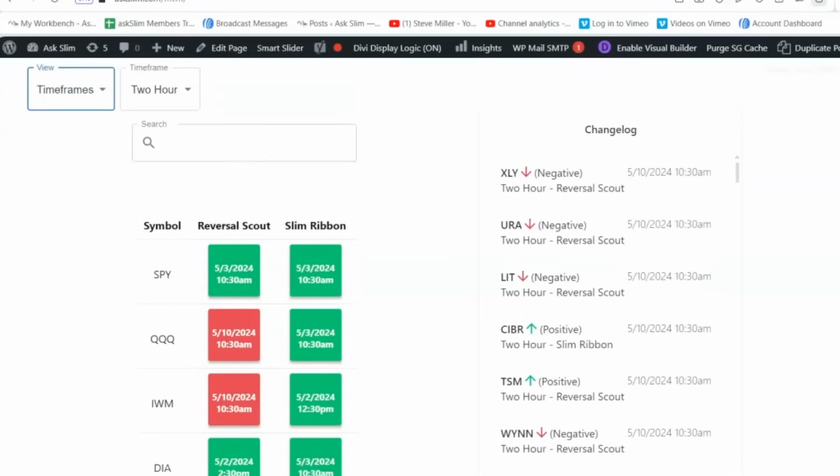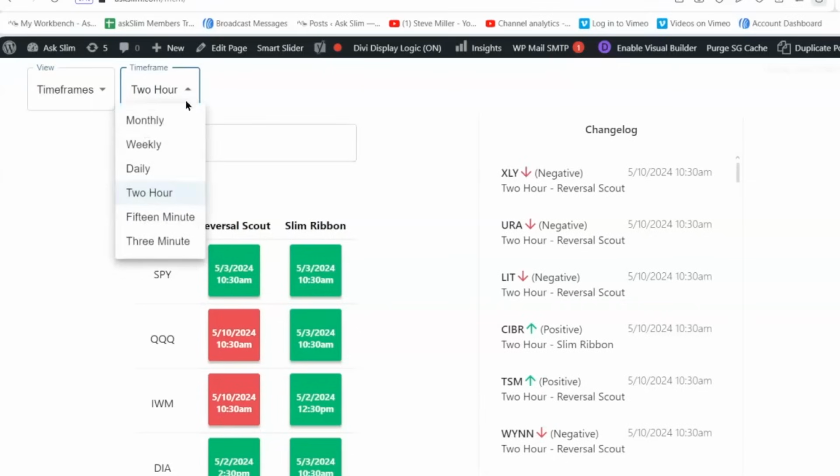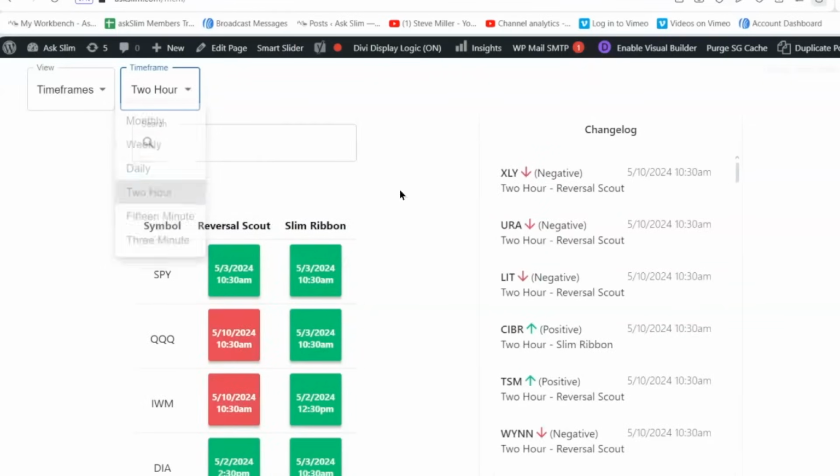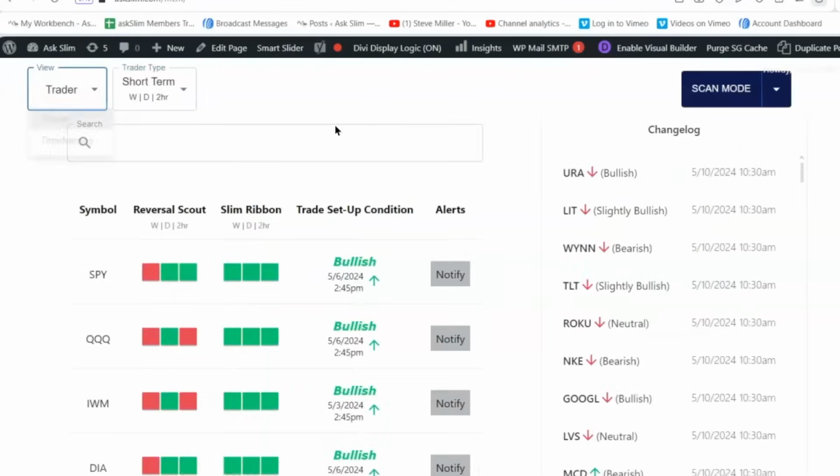Looking at that on the 2 hours right there, or you could look at any of these time frames right there. Pretty amazing. Let's just look at the daily, and you'll see the dailies, even though the market's pulling back right now intraday, these are all still bullish. So if I look at the 2 hour in here, these are basically mostly bullish, though the reversal scout, which is more sensitive, is showing you the QQQ, and the IWM is the weakest of those indexes there. So let's go back to the trader version.